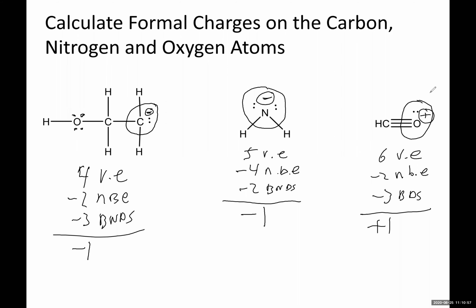So that's it. The circle method is, I think, a very straightforward and easy way to calculate formal charge, right? I have a question.